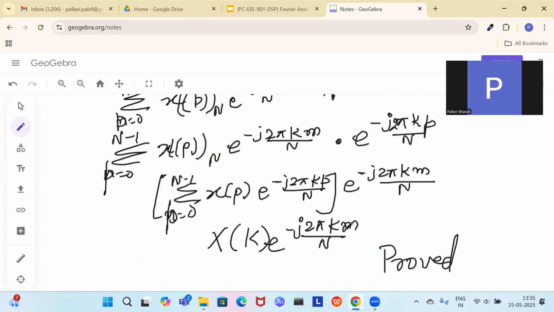This way we have proved three properties. In the next class, we are doing other three properties, or if it will be not too long, then I will complete all the properties in the next class itself.